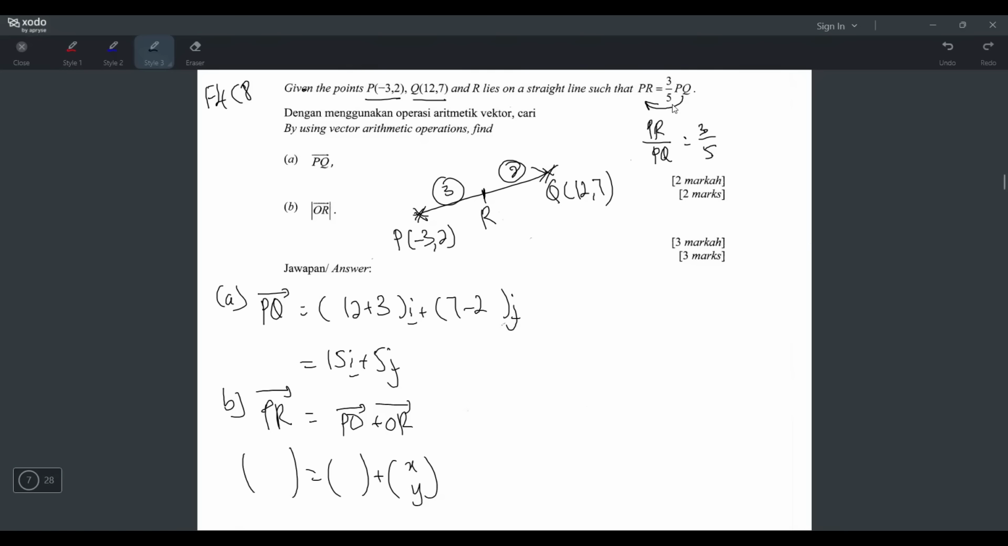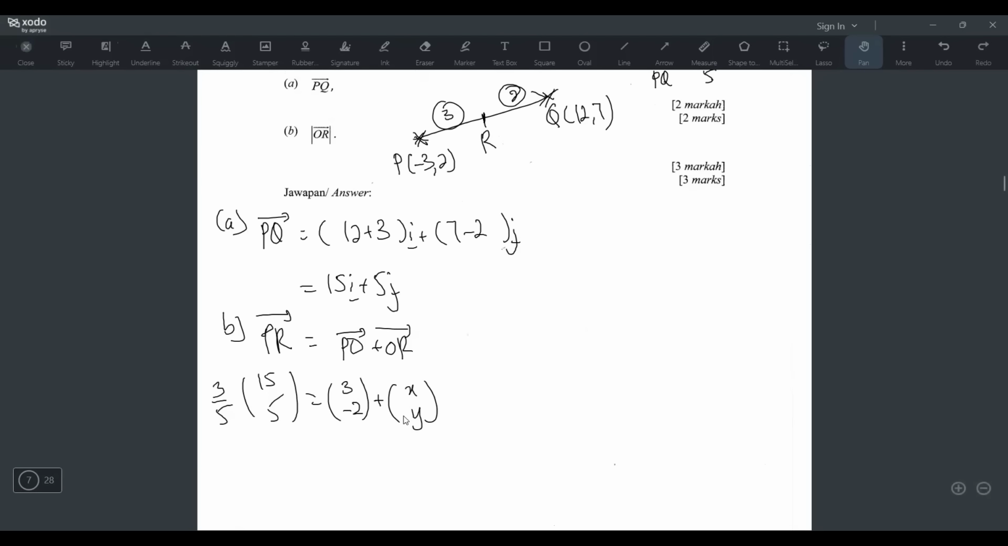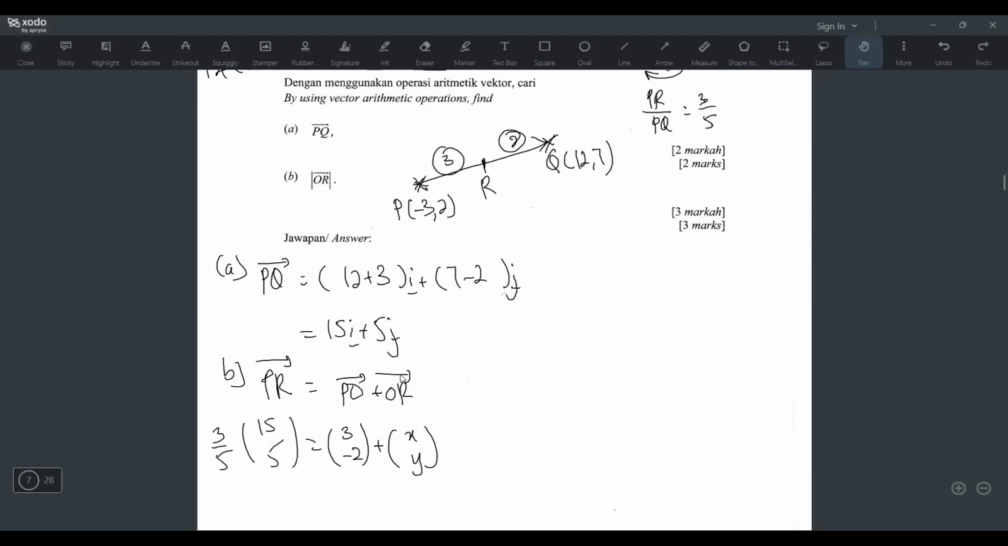Because PR is 3 over 5 PQ. So 3 over 5 times PQ, that would be 3 over 5 times the PQ 15.5. It's the same as this, I just write it in the bracket form. And then for the PO, you have to take O's coordinate minus P. Which is 0 minus negative 3, that will be positive 3, and then 0 minus 2 will be negative 2. Now I can find the xy, and after I find the xy, that will be my OR. And after I have my OR, then I can find the magnitude.